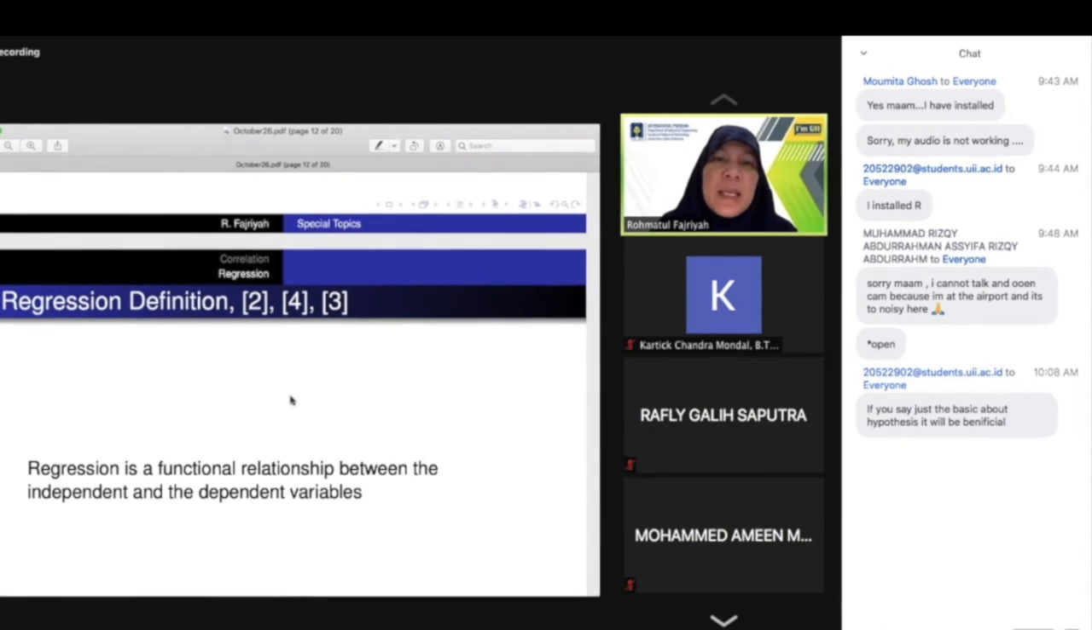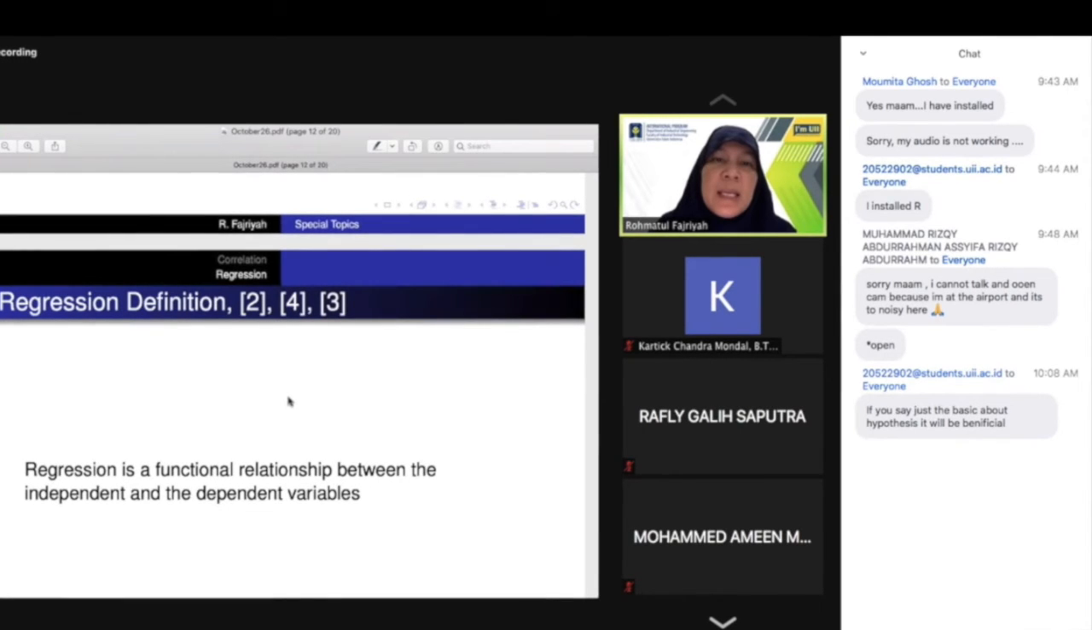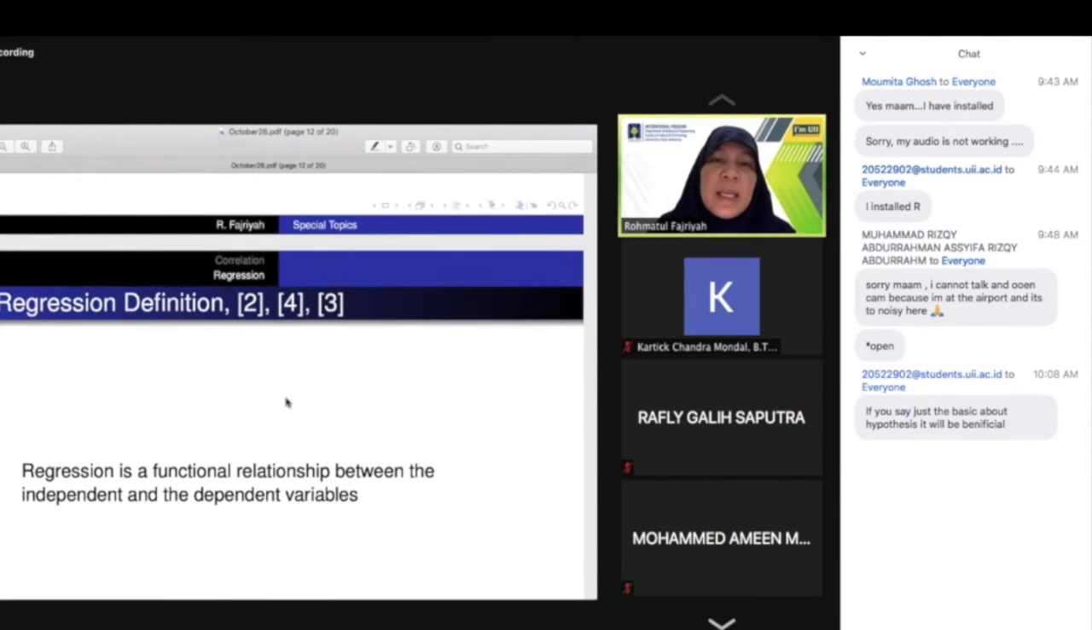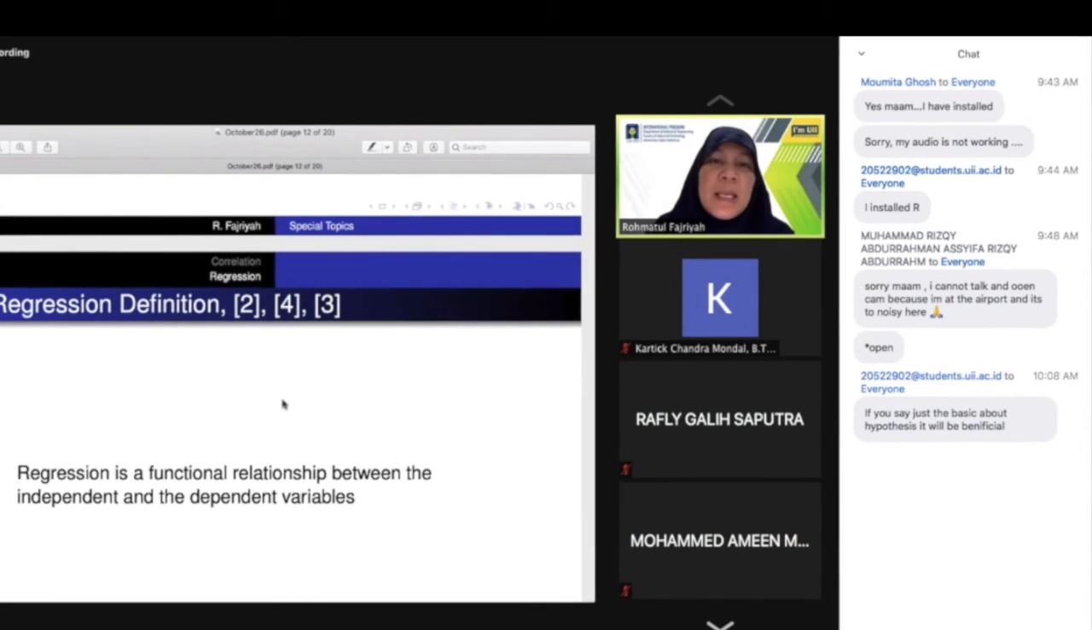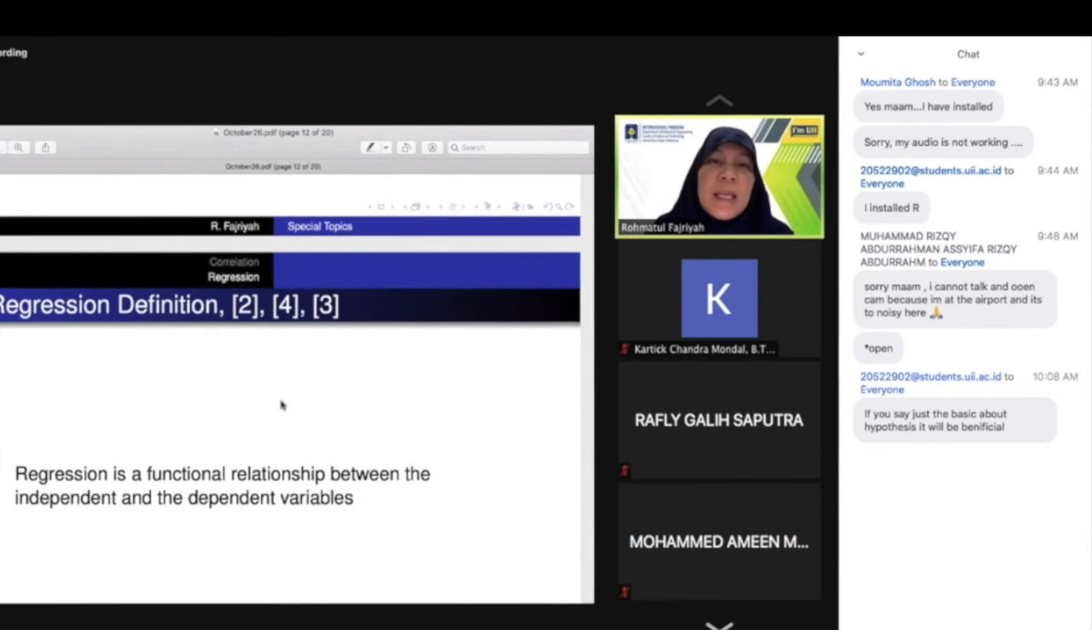So the result will be reversed. That's why you have to identify first which one will be independent and which one will be dependent. Maybe you would like to ask me, how can I identify the independent or dependent variable? It is easy. You have to look at the research question. What you would like to predict is the dependent variable. And if you would like to know the contribution of a variable towards something, then this variable is the independent.